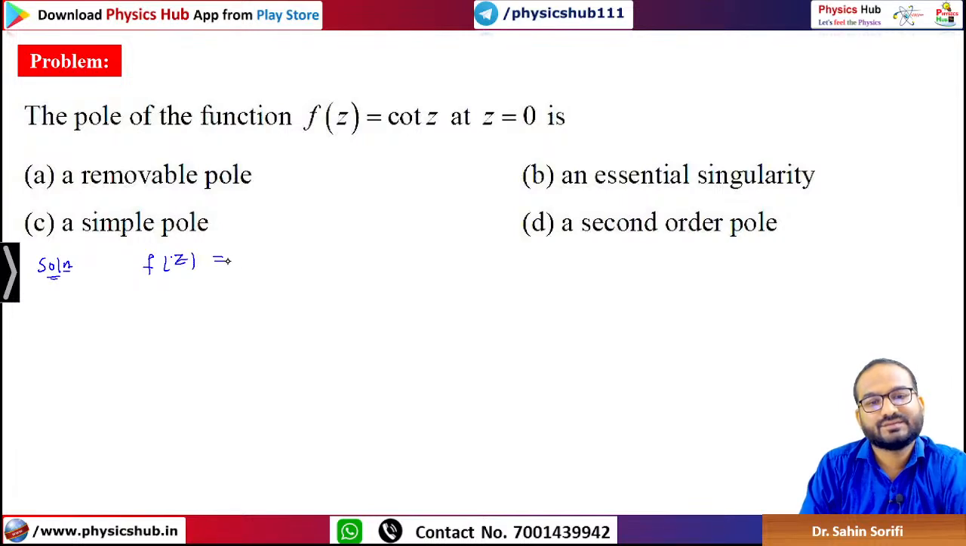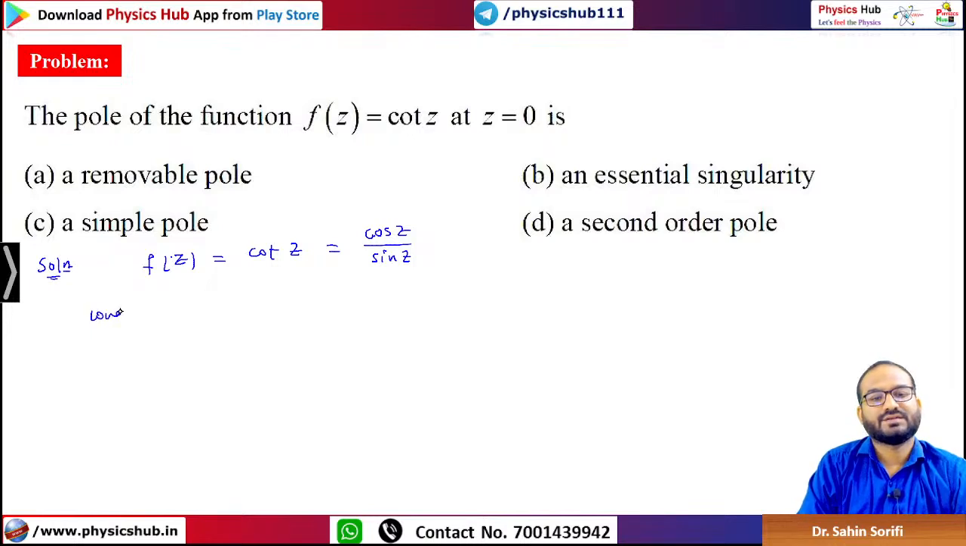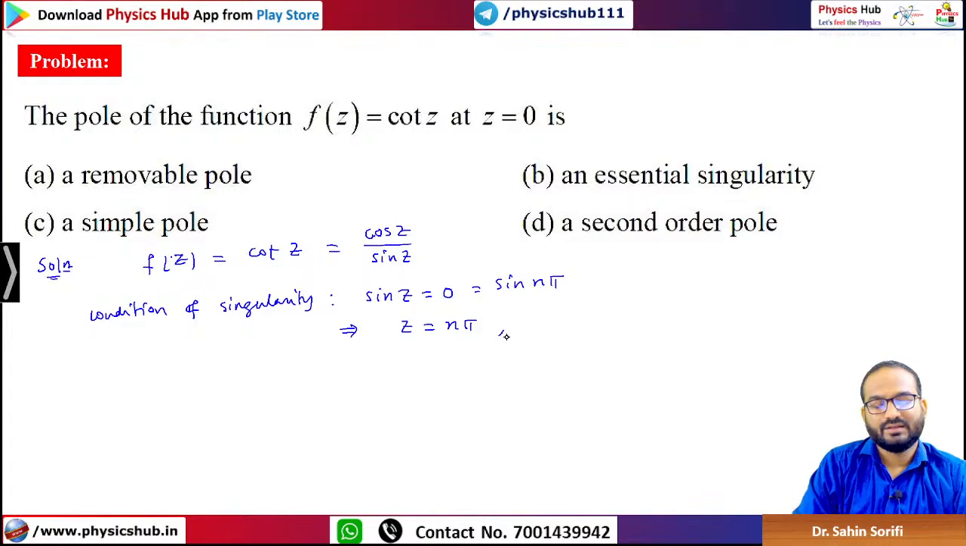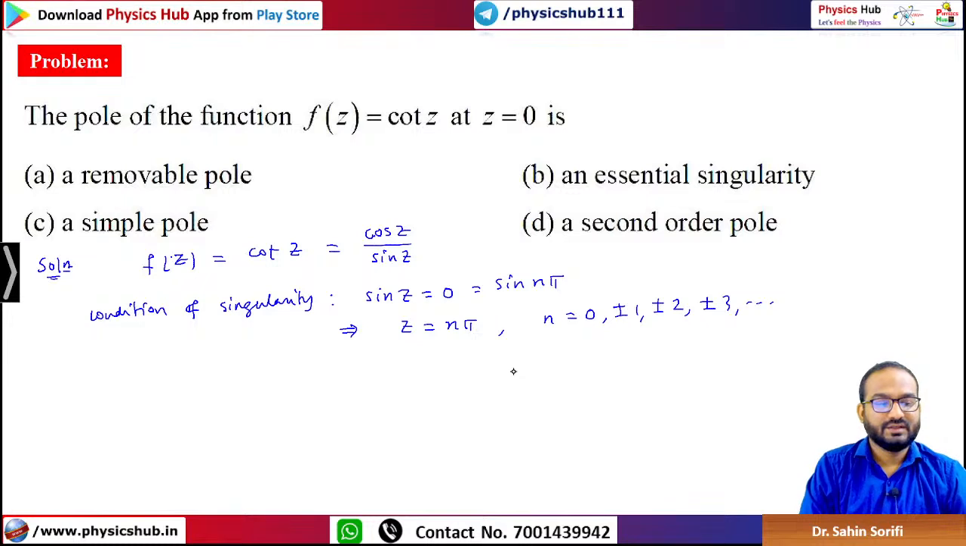f of z is equals to cot z, cos z by sin z. So what is the condition of singularity? Look, if the numerator becomes 0, that is not a problem, but if the denominator is 0, that is a problem. So sin z equals sin n pi, z is equals to n pi, and this n can take values 0, plus minus 1, plus minus 2, plus minus 3, and so on. Any value it can take. So if you take n equals to 0, this corresponds to z is equals to 0.